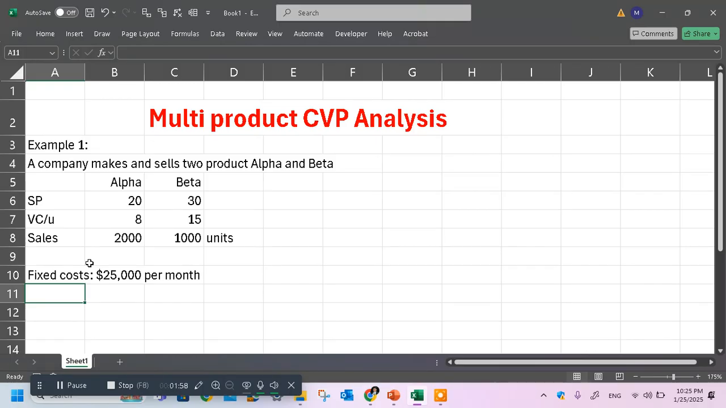So if I want to find break-even point, I can't find for each product separately. If I want to find for alpha only, you remember our single product break-even point formula. What was it? Fixed cost divided by contribution per unit. I can find contribution per unit of alpha, 20 minus 8 is 12. But what fixed cost can I use? 25,000 is not only for alpha. It's not only for beta. So understand, if there are multiple products, analyzing each product individually doesn't work. So how do we approach this? We take an assumption.